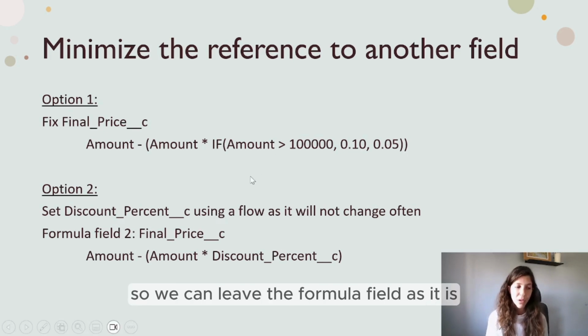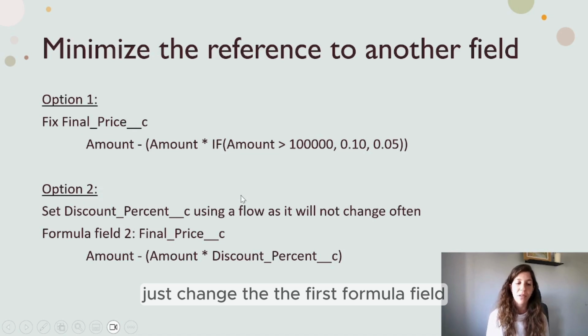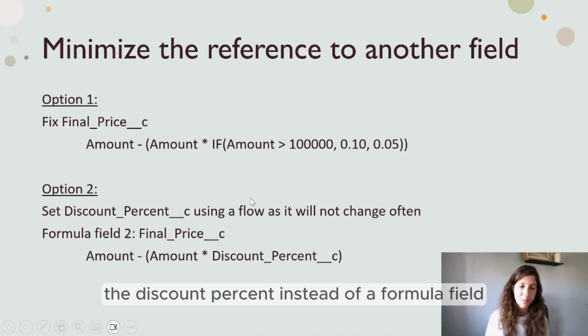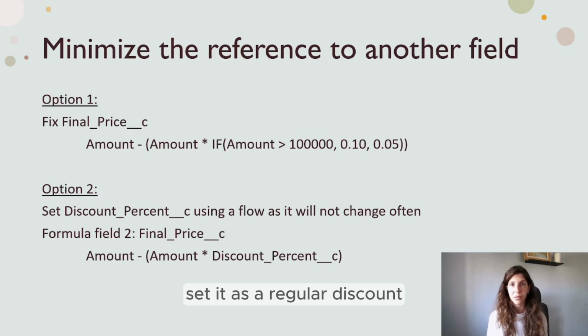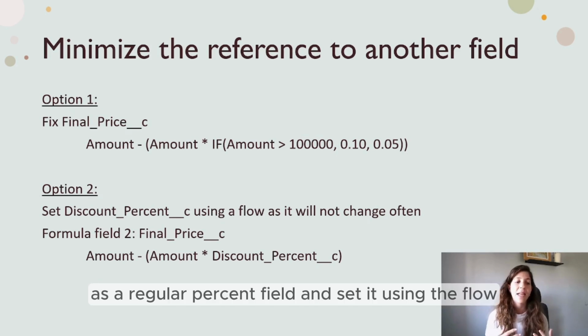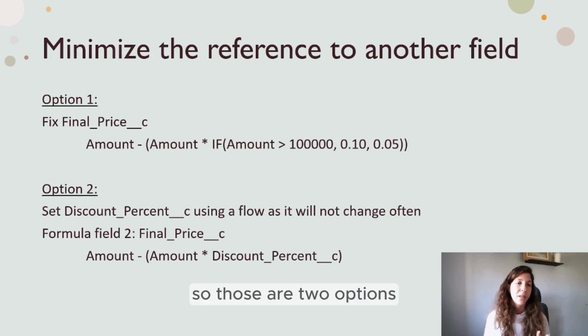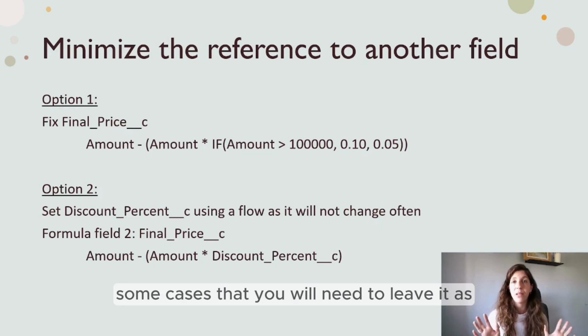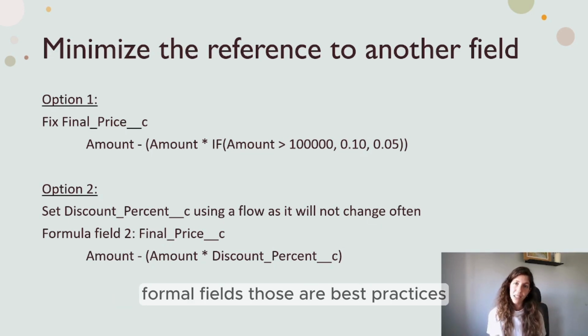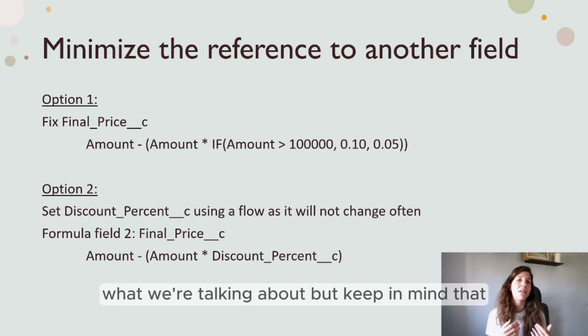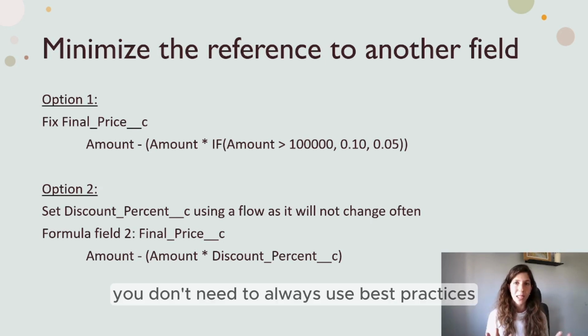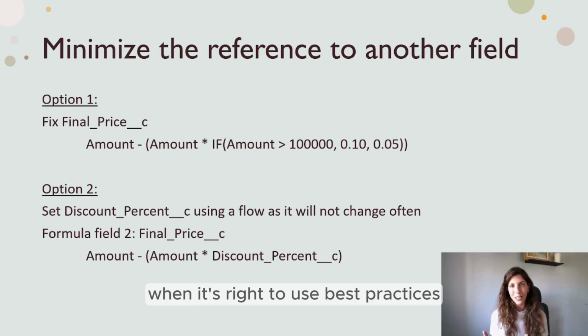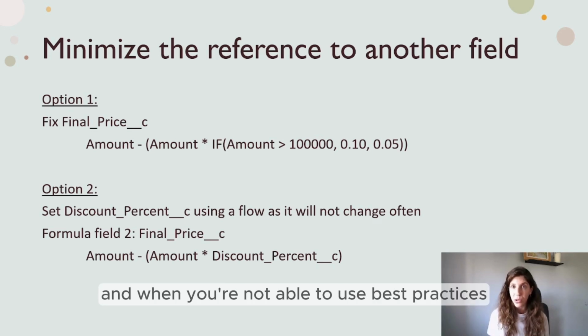So we can leave the second formula field as it is, and just change the first one, the discount percent. Instead of a formula field, set it as a regular percent field, and set it using a flow. So those are two options, but keep in mind that there are some cases where you will need to leave it as formula fields. Those are best practices, but keep in mind that you don't need to always use best practices. You need to think about when it's right to use best practices and when you're not able to use them.